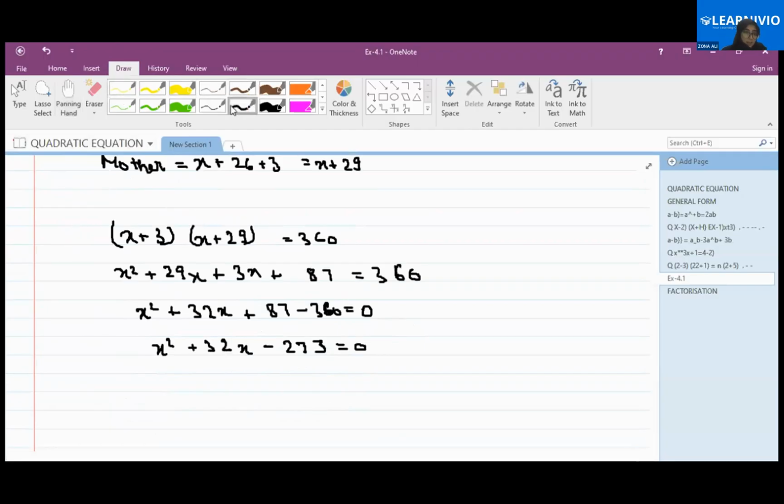Next part is, try the fourth part. It says a train travels a distance of 480 kilometers at a uniform speed. If the speed had been 8 kilometers per hour less, then it would have taken 3 hours more to cover the same distance. We need to find the speed of the train.